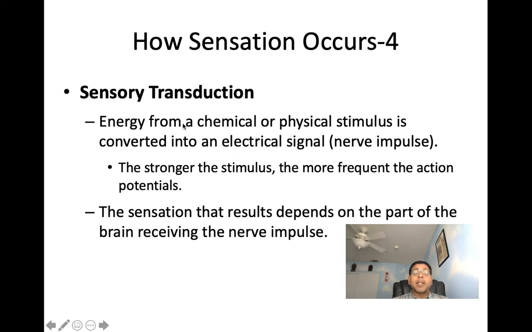Now, we talk sensory transduction. Here we'll see energy from a chemical or a physical stimulus is going to be converted into an electrical signal, an action potential, we said, or a nerve impulse, you can refer to it as. Now, the stronger the stimulus, you have to understand this, the stronger the stimulus, the more frequent the action potentials will be. We can't say the stronger the stimulus, the stronger the action potential.